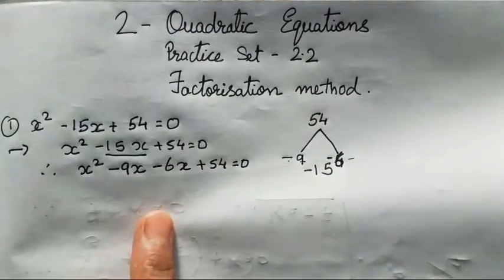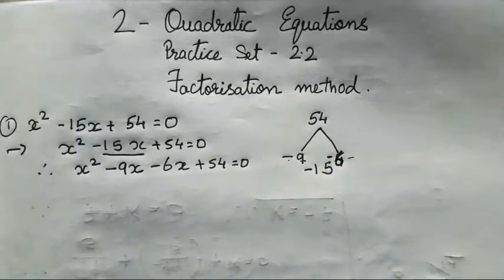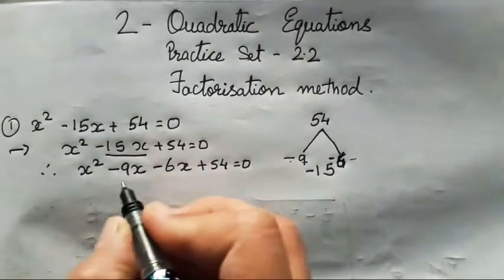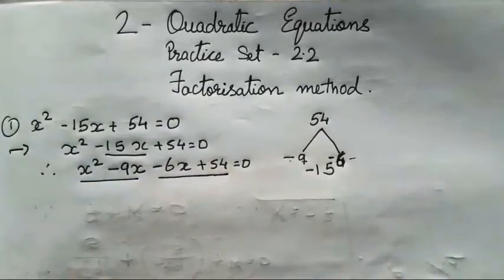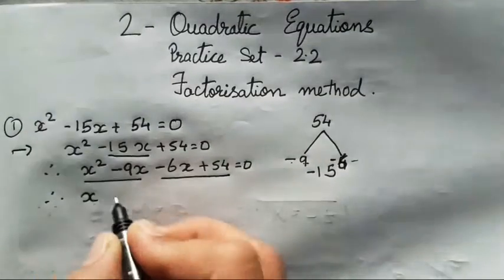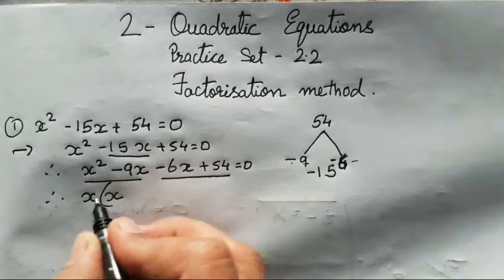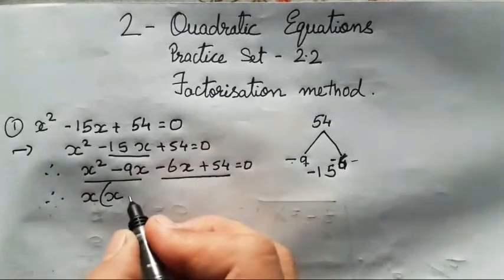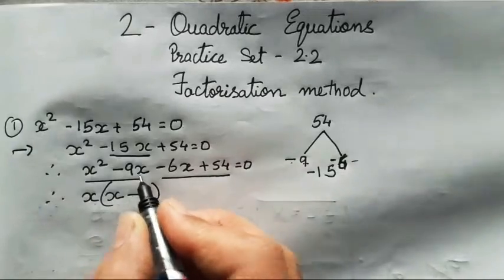Got how you have to split the middle term? This method is known as the factorization method. So in the coming sums you will be able to understand it properly. Now again you have to make the pairs. Then from here you have to take the common term, that is x, and again x, so that when you multiply it you are going to get x square minus 9. When you multiply this you are going to get 9x.